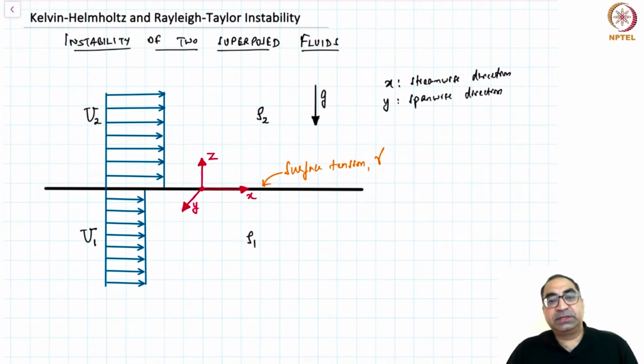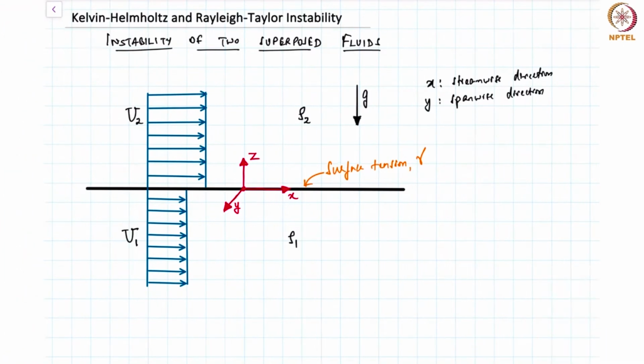We will then analyze the dispersion relation for various classes of problems. For example, the general setting has different velocities, different densities, gravity and surface tension. We could basically make several special cases from the general problem that we will solve. We'll begin by first writing down the base state.